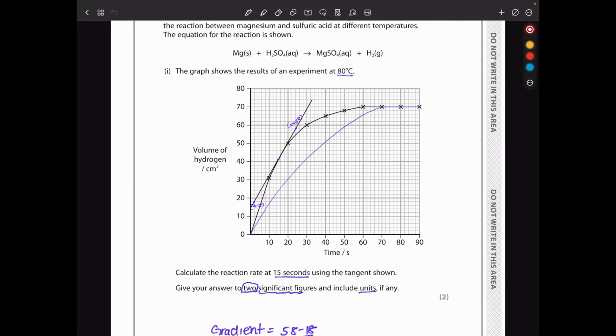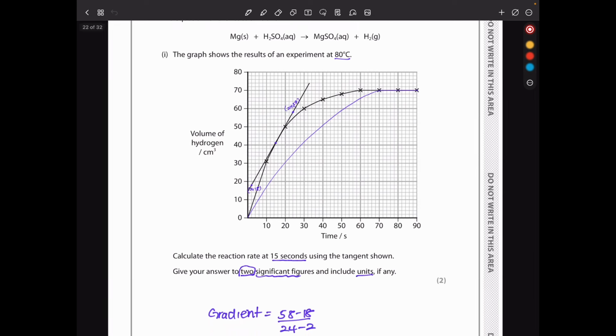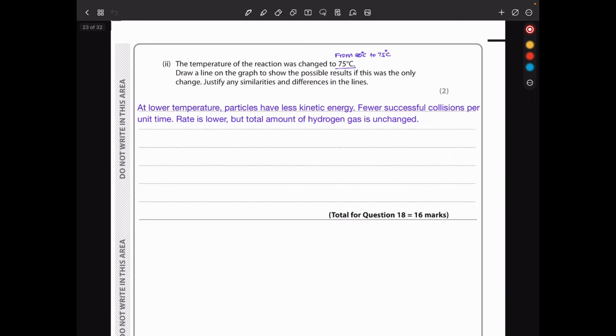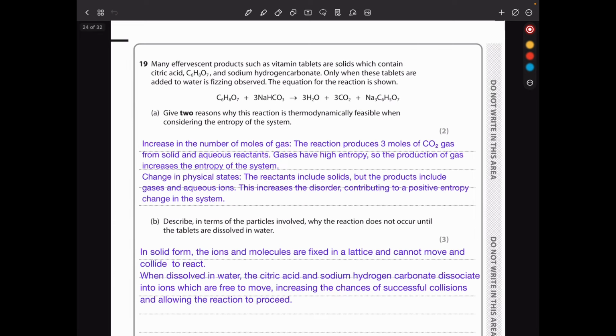So at a lower temperature, the rate is going to be slower than this initial rate. However, the maximum volume of hydrogen gained is going to be the same, so I drew it a little bit less steep, and then the volume maximizes at the same point. So I said at lower temperature, particles have less kinetic energy, fewer successful collisions per unit time, rate is lower, but total amount of hydrogen gas is unchanged.